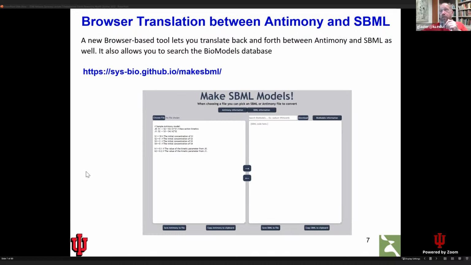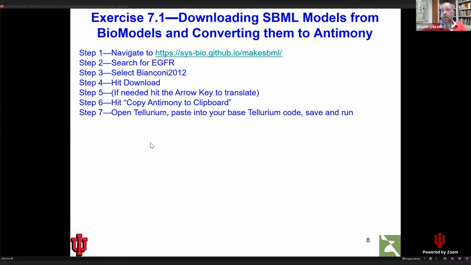And so I would like everybody, this is now a little exercise, I would like everybody to navigate to sysbio.github.io, MakeSBML, and let me pull that up here for you. So I'll give people a minute. Please try that and make sure you get there. Give me a thumbs up in the chat. Okay, great. So that worked. So once you're here, the steps are going to be to navigate to that.